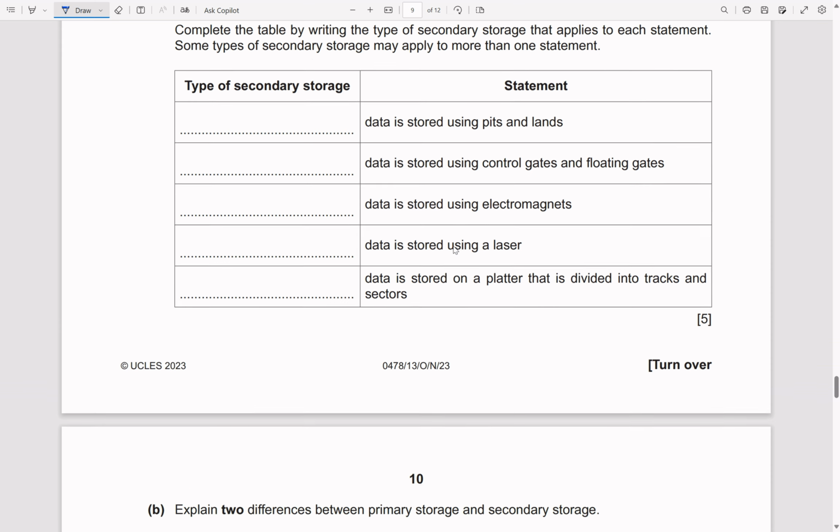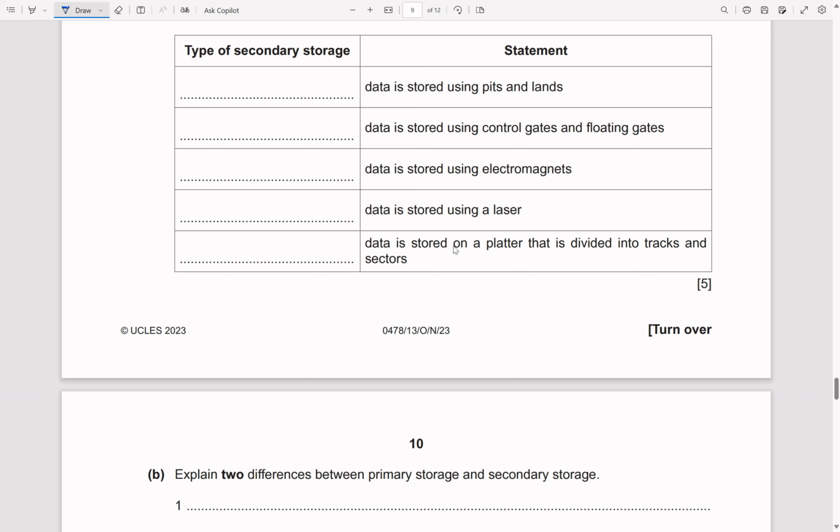Pits and lands. I feel some people might have skipped this because they've said that you don't need to know how this hardware works in detail, but obviously you do still need to know the basics, according to these questions.